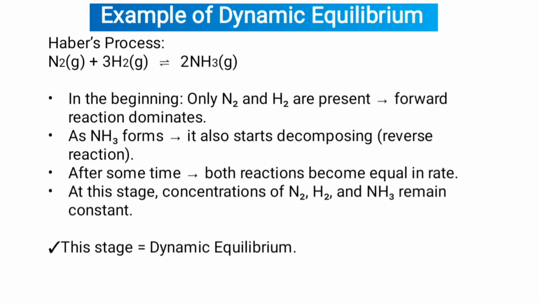Now, an example of dynamic equilibrium, Haber's process: N2 gas plus 3 H2 gas gives 2 NH3. Dear student, in the beginning, only N2 and H2 are present, so the forward reaction dominates. As NH3 forms, it also starts decomposing, meaning the reverse reaction. After some time, both reactions become equal in rate. At this stage, the concentrations of N2, H2, and NH3 remain constant, and that stage is called dynamic equilibrium.